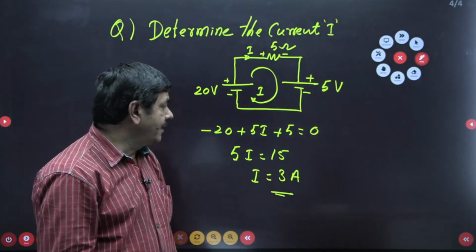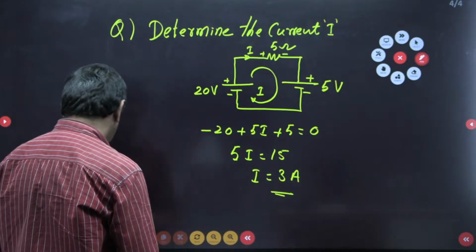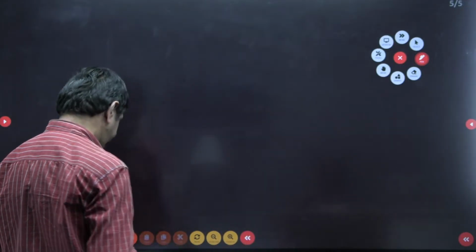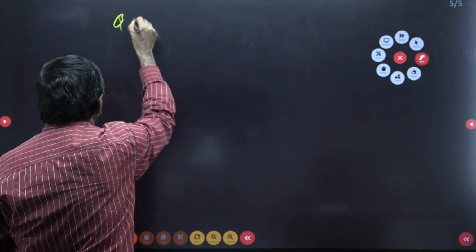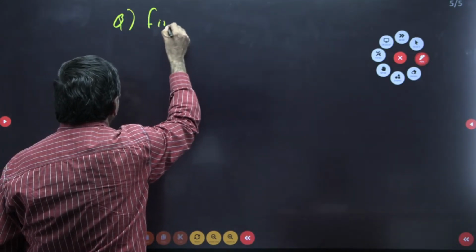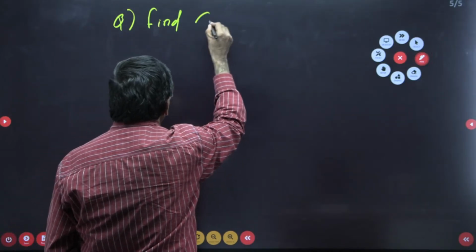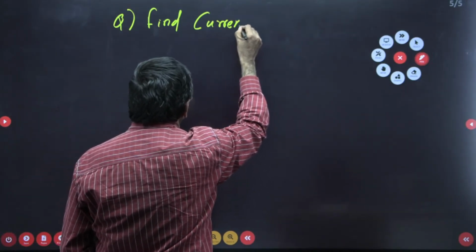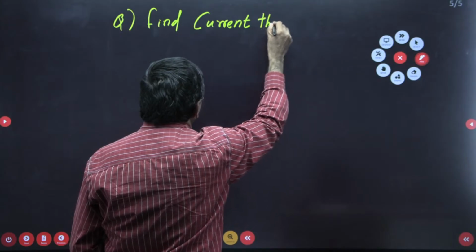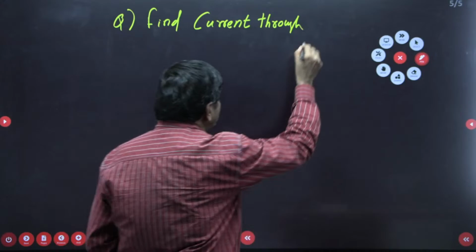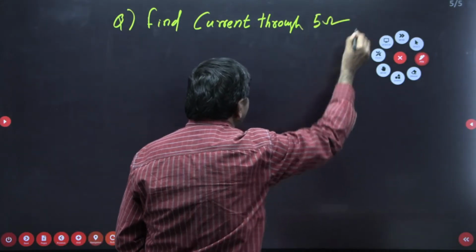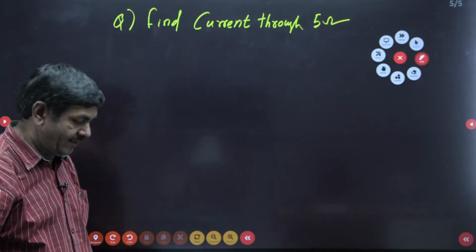And one more simple question I will give now. Find current through 5 ohms. Find current through 5 ohms.